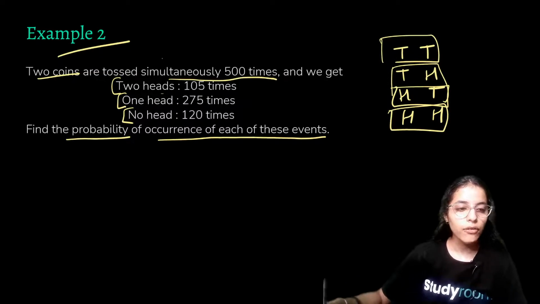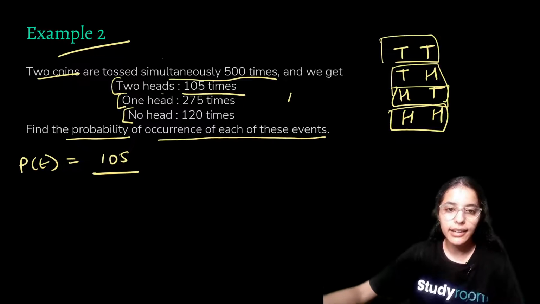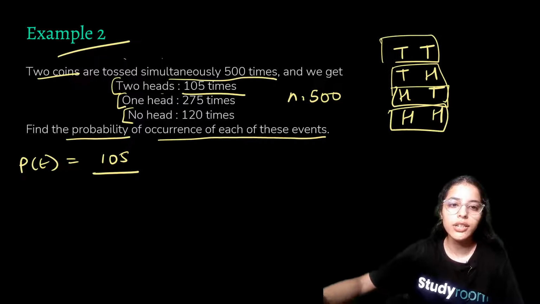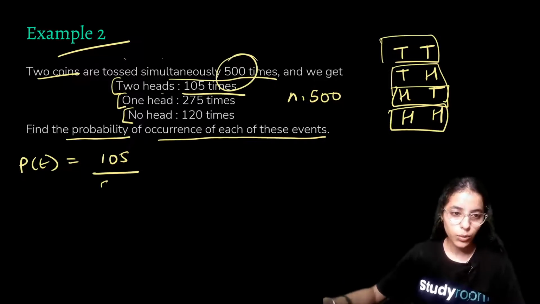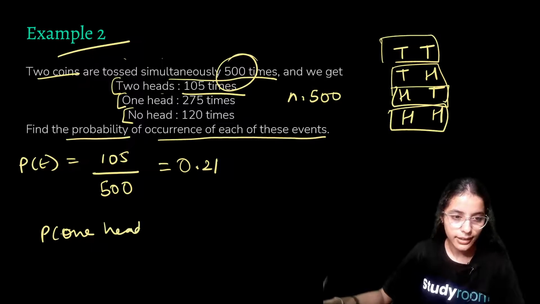Now let us find out the probability of 2 heads. So we'll again have the number of times it has occurred, that is 105 times, and our n here is 500 times, right? Because the 2 coins are tossed 500 times. So when we divide it, we'll get 0.21.